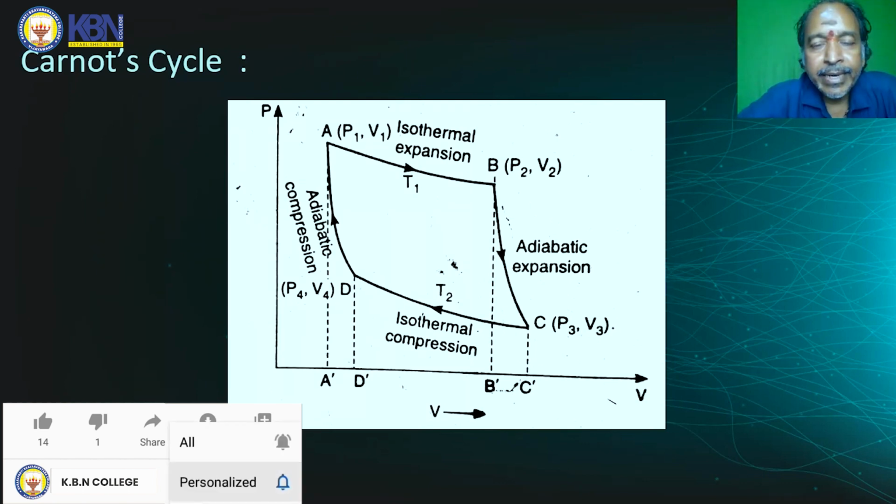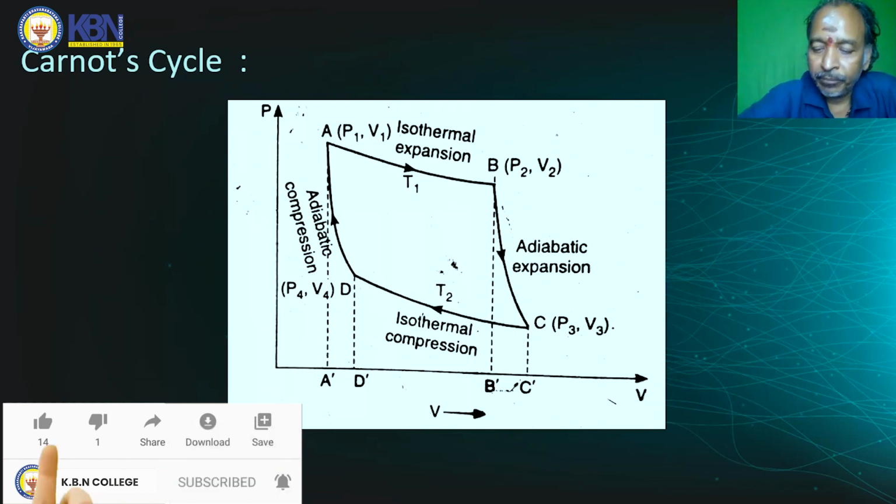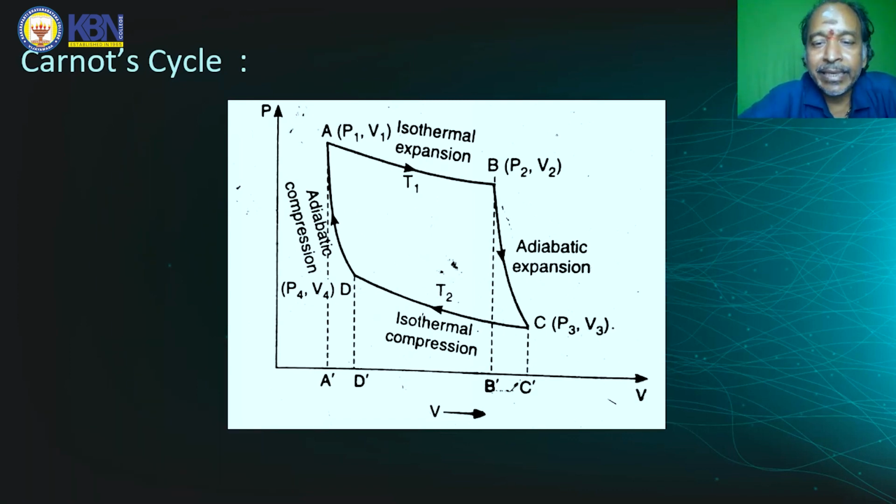And in the second step, it is the adiabatic expansion. Adiabatic expansion is represented by the curve BC, and in an adiabatic process, there is no chance to exchange heat energy between the system and the surroundings. So here the working substance must be placed on the insulating stand, and the gas expands. So there is no chance to take heat energy because the base is also non-conducting.